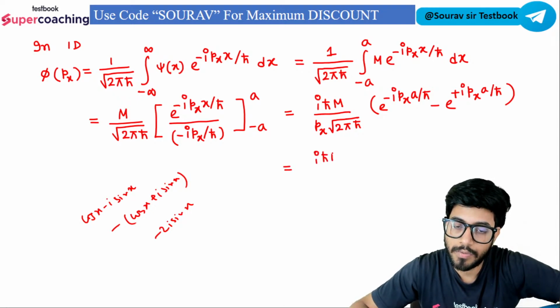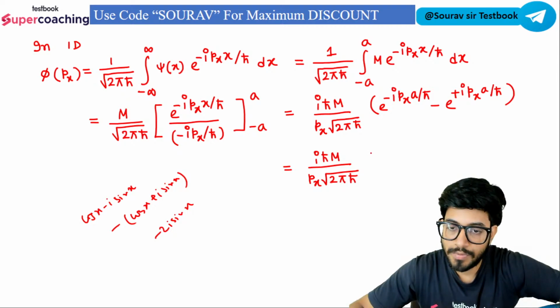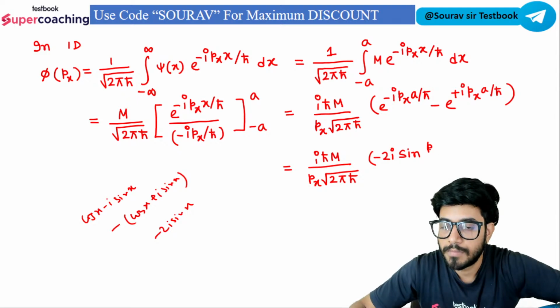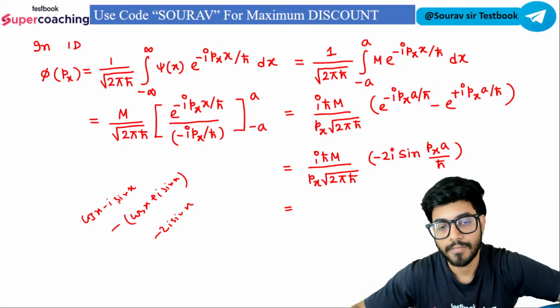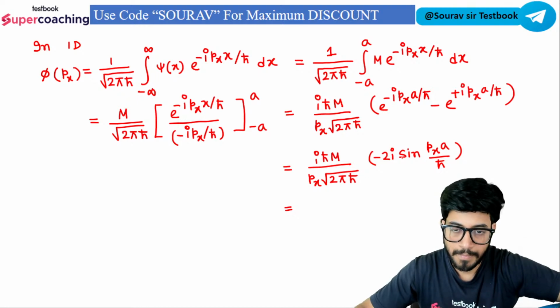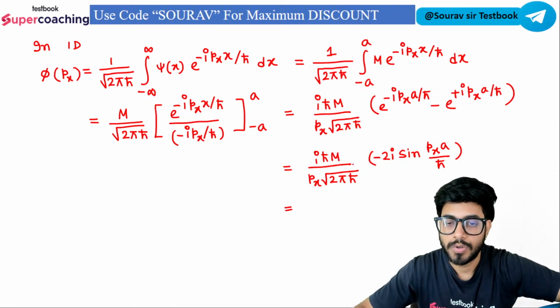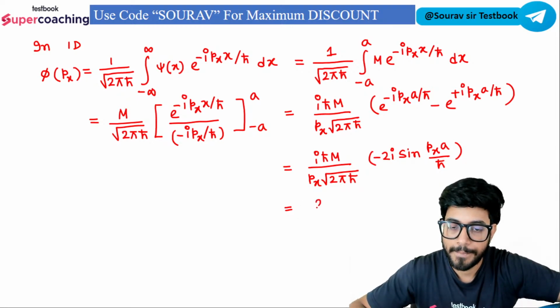So the value will be i h cut into m divided by px into root over of 2 pi h cut, minus 2i into sin of px into a by h cut. So i into i is i square which is minus 1, so this minus 1 will get cancelled out, so simply I'm gonna get 2.